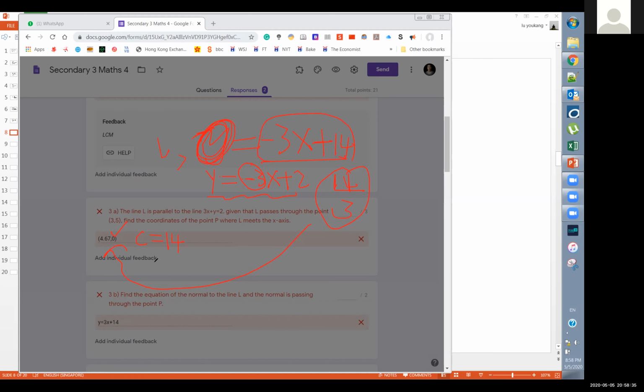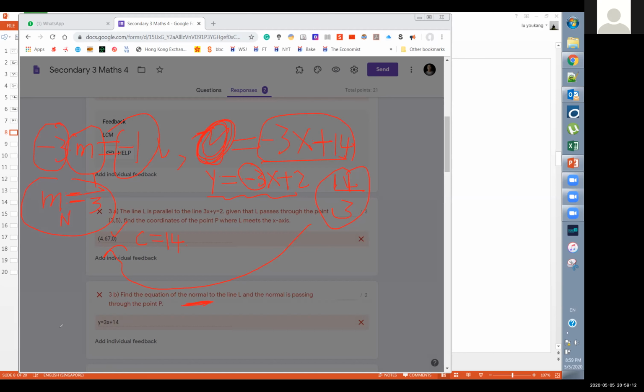Good. Next, find the equation of the normal to the line. If normal, this one times that gradient will give you -1. So M for the normal is 1/3. Normal means this one times the gradient of it should be -1. So the gradient of normal, you write it like this, m_n, equals 1/3.